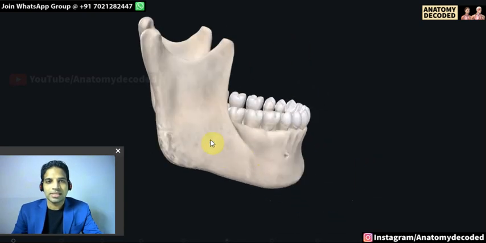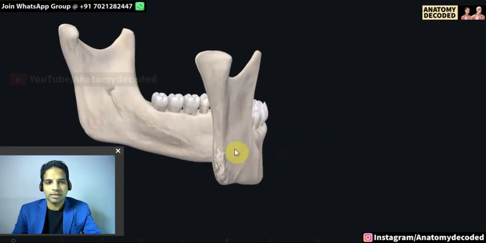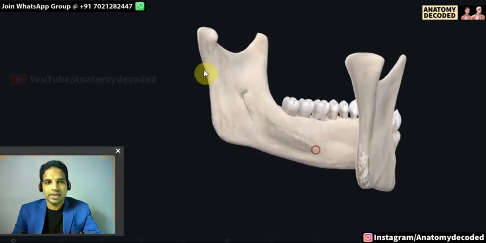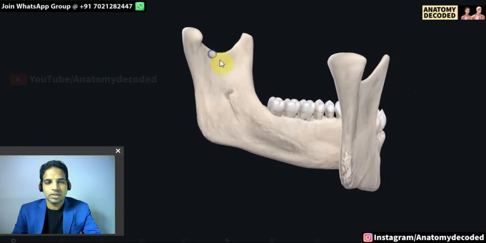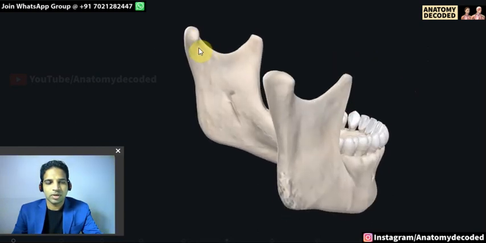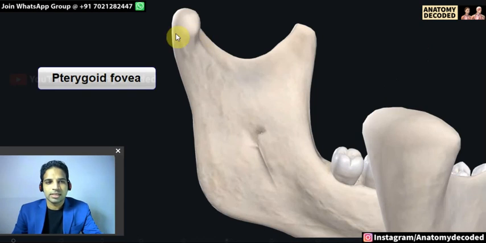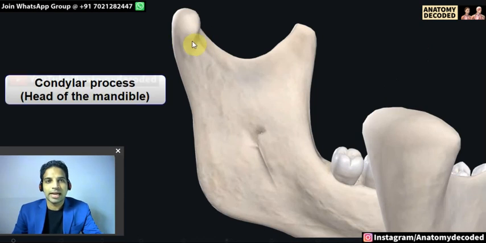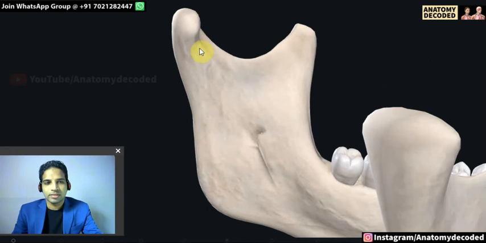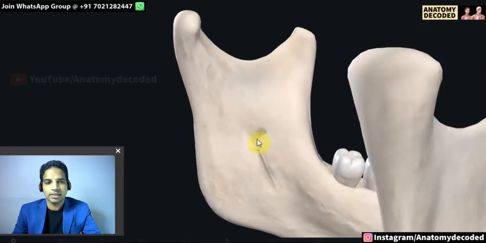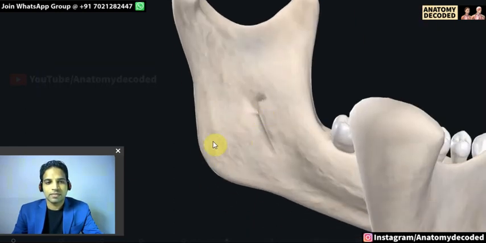Now let's learn about the muscle attachments on the inner aspect of the mandible. On the inner aspect, just below the condylar process, there is a small depression here, which is referred to as the pterygoid fovea. This condylar process is also referred to as the head of the mandible. The pterygoid fovea gives attachment to the lateral pterygoid muscle. And on the inner aspect of the angle of the mandible, the muscle is the medial pterygoid muscle.